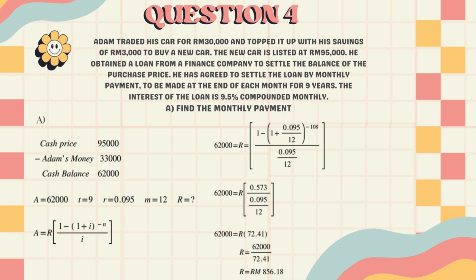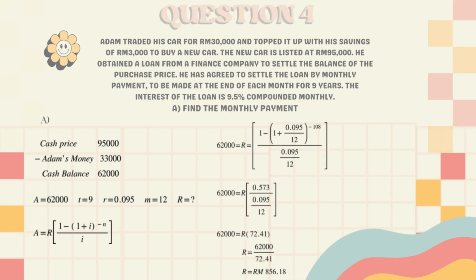62,000 equals R open bracket 1 minus open bracket 1 plus 0.095 divide 12 close bracket power minus 108 divide 0.095 divide 12 close bracket. Solve the bracket in the calculator and we will get 72.41. And we're going to move it before the equal sign. It will be R equals 62,000 divide 72.41 and R will be 856.18 ringgit.